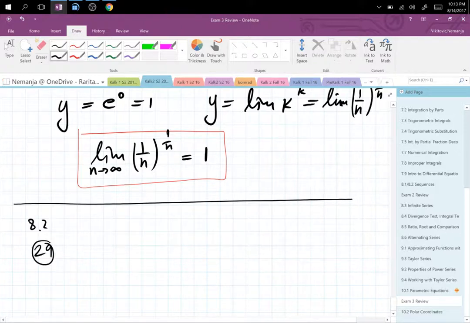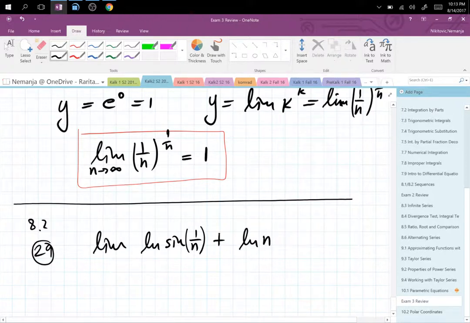What does it say? ln of sine parentheses 1 divided by n plus ln of n. This is it. I think it's just a multiplication. Am I right? Not really sure.